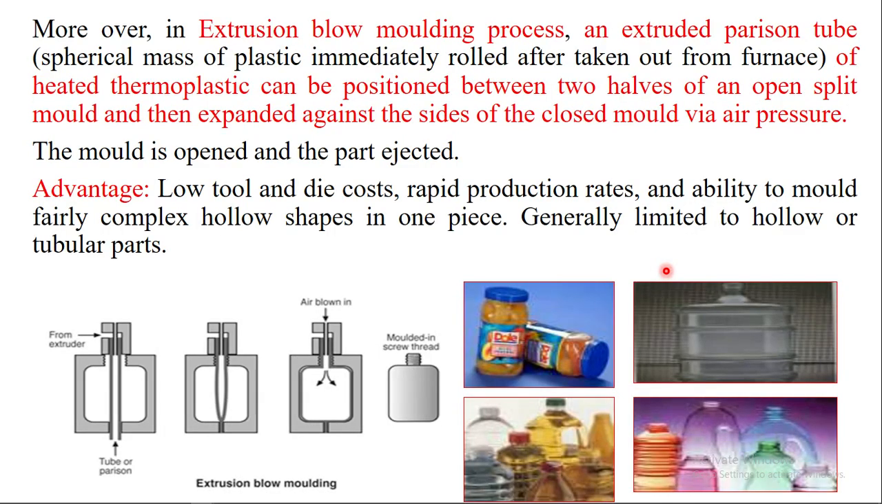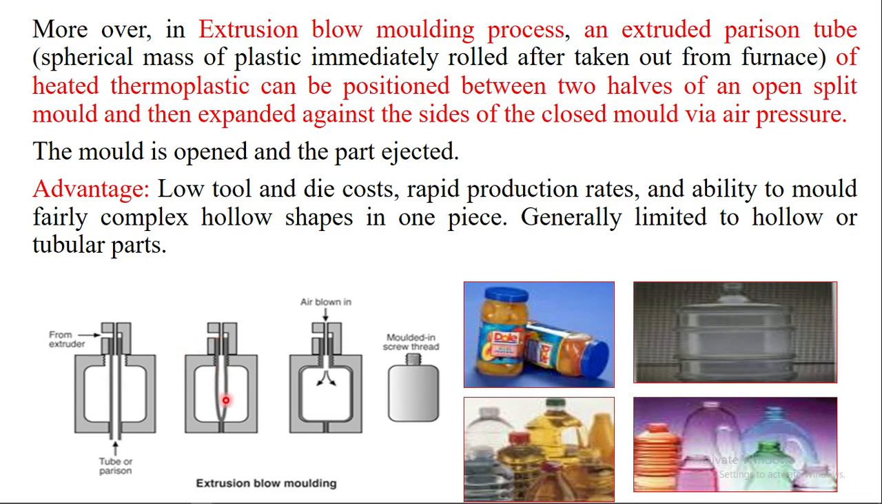The third one, in here, is the extrusion blow molding process, meaning the combination of extrusion molding and blow molding process. By combining the two manufacturing processes, we produce different materials like these ones. In here, we are applying a blow molding process.